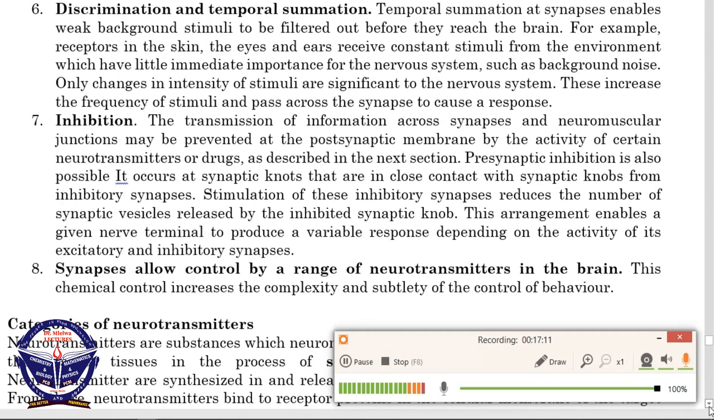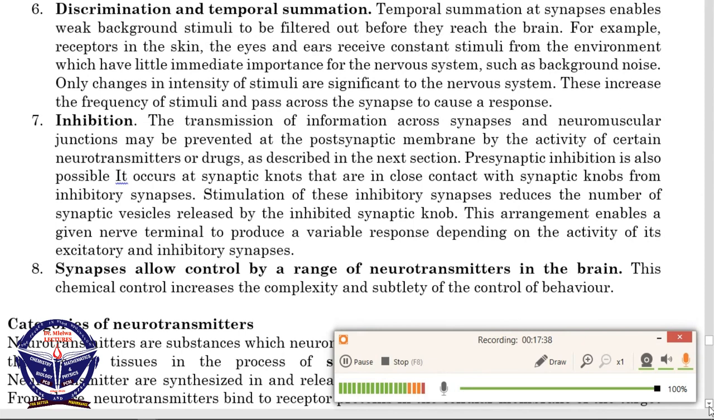So the nervous system itself has the ability to ignore those noises, and when it ignores those noises, meaning the background stimulus, the person doesn't hear them, unless someone makes noise with great intensity, meaning the change in the intensity of the stimulus is what will be detected by the neurons. But otherwise that person can continue to study even in the noises. That is discrimination and temporal summation.